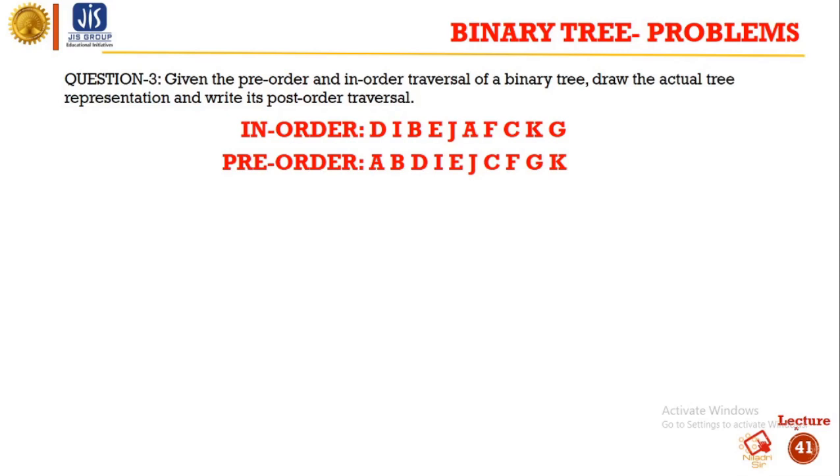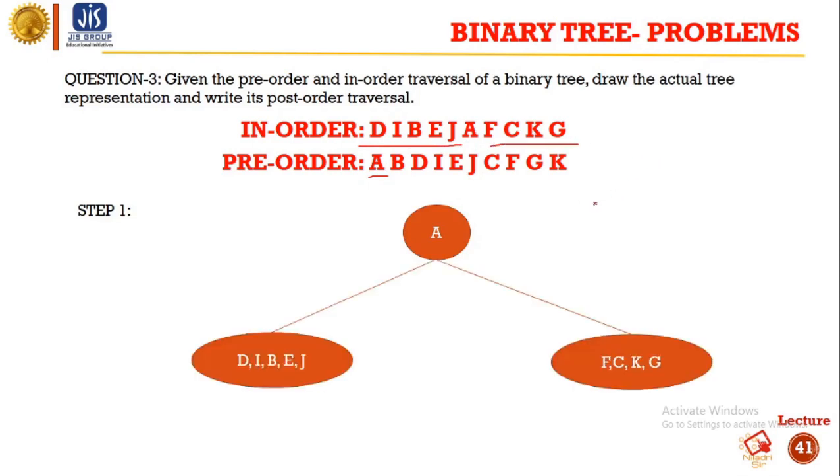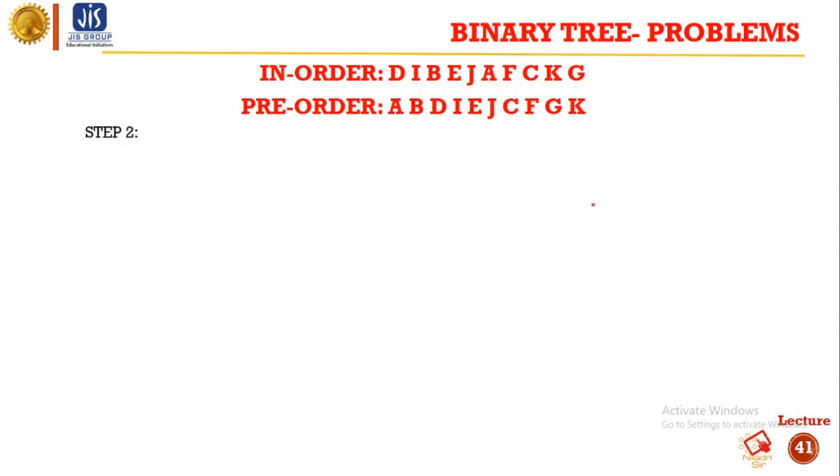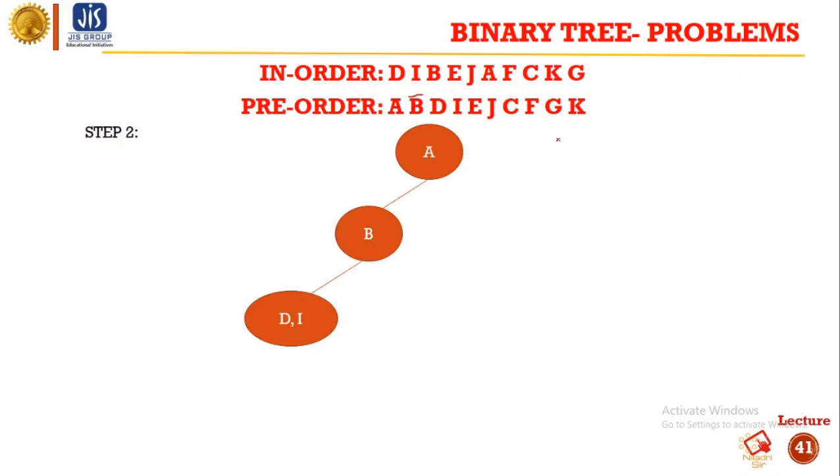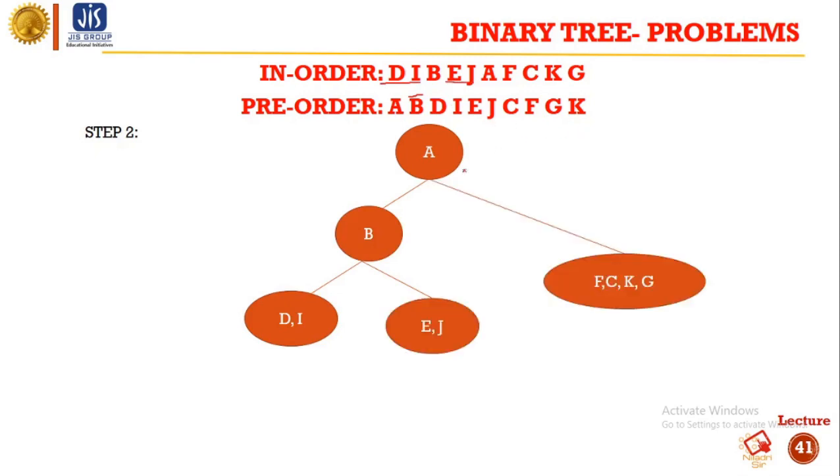And there is a third problem. The in-order and pre-order are given. From the pre-order we will get the root of the tree, that is A, and on the left-hand side it is D I B E, and on the right-hand side it is F C K J. In the next part the root is B. On the left-hand side it is D I, and on the right-hand side it is E J. And here it is F C K J as usual.